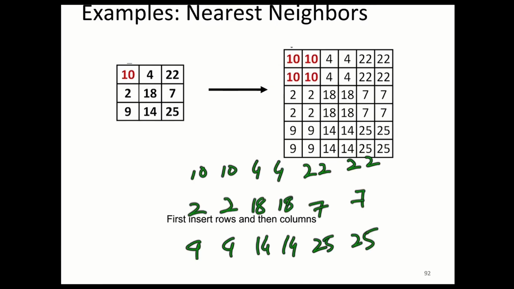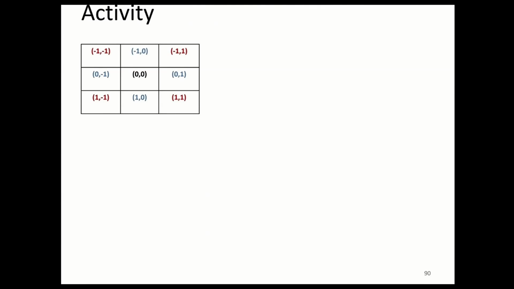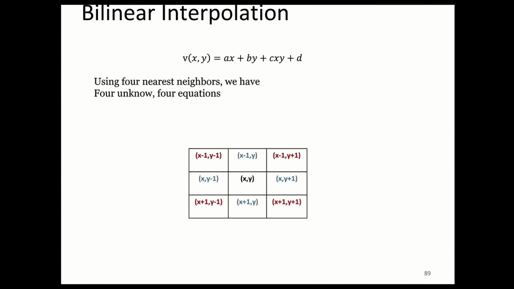Now after that, I have to put rows. So if I put rows, I have 10, 10, 4, 4, 22, 22, then again the same row. Yes, repeat the same, then again the second one and third one. So I will get this thing. It is just a repetition. This is the simplest method. Now let's move to a more advanced one, which is called bilinear interpolation.